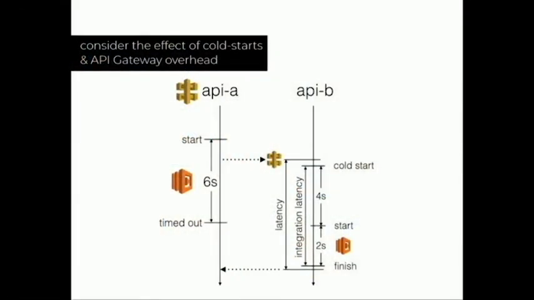Another thing to think about is the effect of cold starts. So I've got one API calling another one. Both of them are configured by me, so I know that the second function has got a timeout itself of only 3 seconds. But in practice, when I'm calling this second API, I can experience a response time much longer than 3 seconds by the time I factor in the overhead API Gateway introduces, but also the effect of cold start on that second function as well.